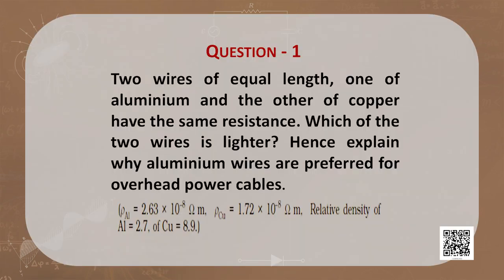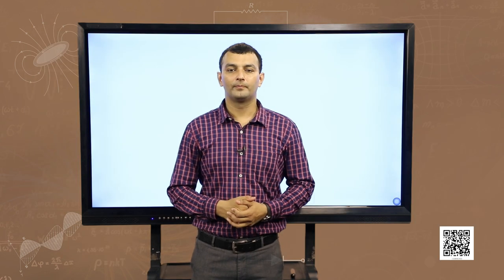Two wires of equal length, one of aluminium and the other of copper, have same resistance. Which of the two wires is lighter? And explain why aluminium wires are preferred for overhead power cables. Let us solve this problem.